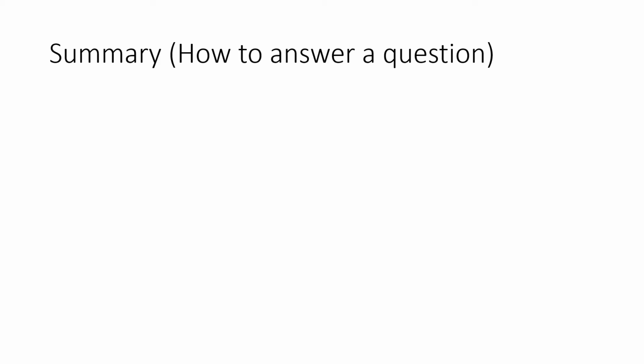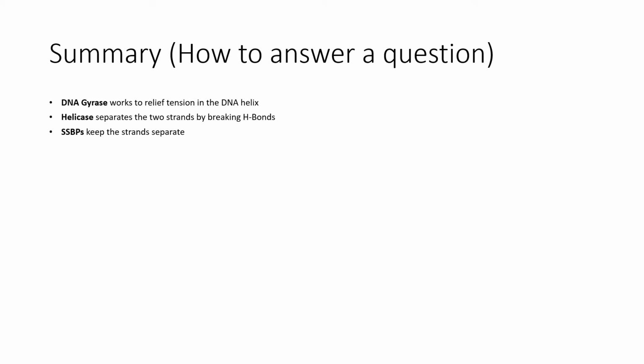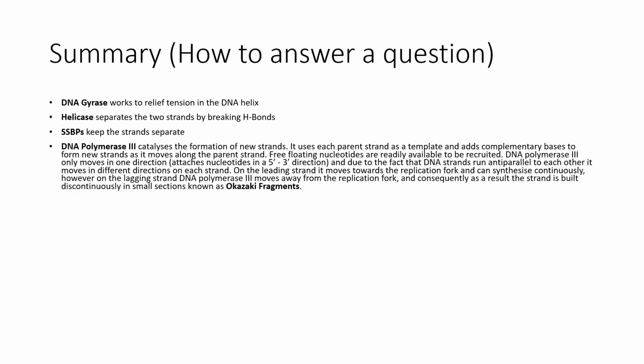Okay, to summarize, DNA gyrase works to relieve tension in the DNA helix so that helicase can separate the 2 strands by breaking hydrogen bonds. To keep these 2 strands separate, single-strand binding proteins are used, as if they weren't kept separate, the hydrogen bonds would just reform. DNA polymerase III catalyzes the formation of a new strand. It uses each parent strand as a template and adds complementary bases to form new strands as it moves along the parent strand. The free nucleotides are available to be recruited.